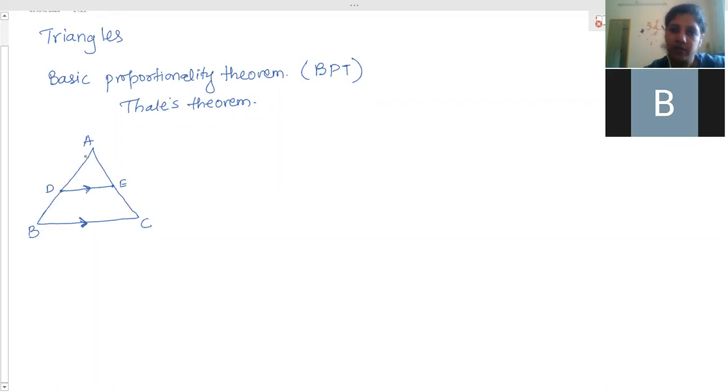Are you able to hear me? AD and DB are the two parts in which AB is divided. Then point E will divide AC into two parts, AE and EC. They are not midpoints. We are not considering them as midpoints. They are any points. And if DE is parallel to BC, then the ratio AD by DB and the ratio AE by EC are always equal. They will divide in equal ratios. Okay, so that is the Thales theorem.